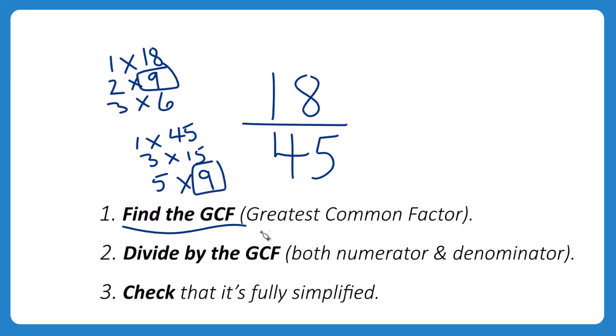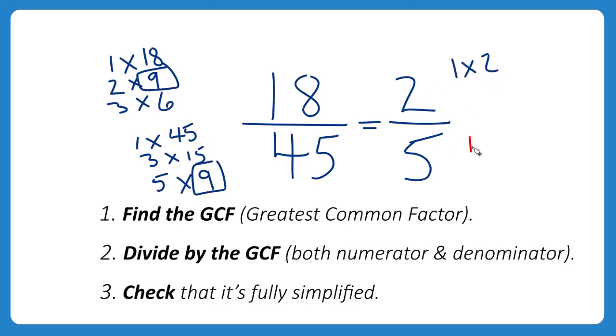We found the greatest common factor. We divide by the greatest common factor. 18 divided by 9 is 2. And 45 divided by 9 is 5. And we've simplified 18/45 down to 2/5. And we can't reduce this any further because if we write the factors for 2 and 5, we see the greatest common factor is 1. So this is in lowest terms. It's simplified. I hope you got that one.